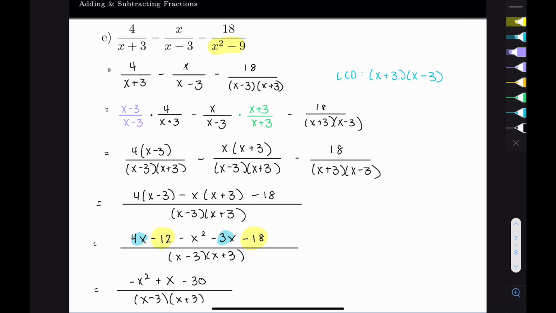Okay. So these are our main operations working with these rational expressions. Now from here, we're going to continue to build on these ideas.